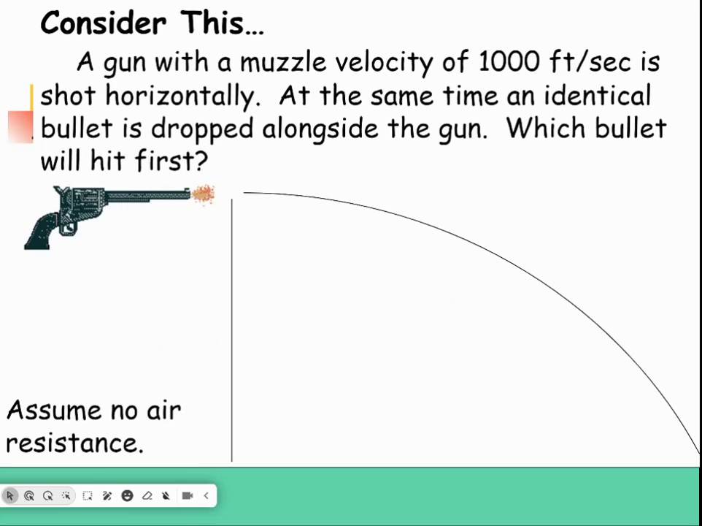So the first thing I want you to consider is if you fire a gun with a muzzle velocity of 1,000 feet per second, and you drop a bullet at the same time, which one will hit the ground first? Now, this is, of course, assuming there's no air resistance, but I want you to think about it for a moment, and we'll come back to this question.